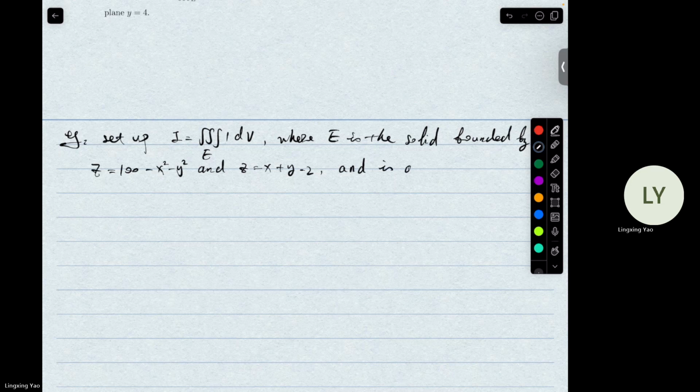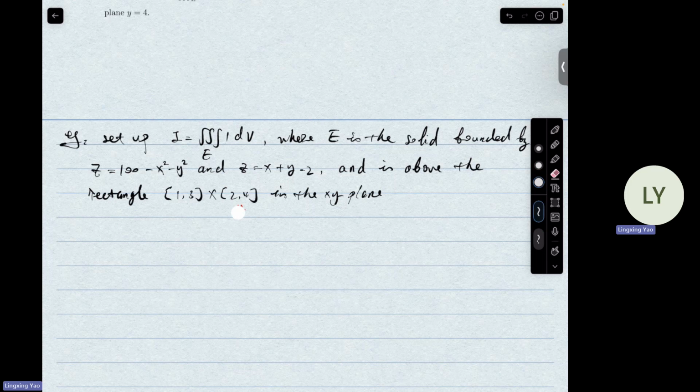Also, this solid is above the rectangle 1 to 3 times 2 to 4 in the xy plane. Obviously here x is between 1 and 3 and y is between 2 and 4.